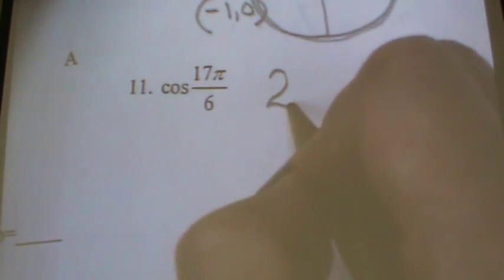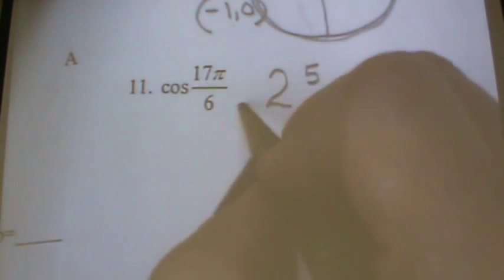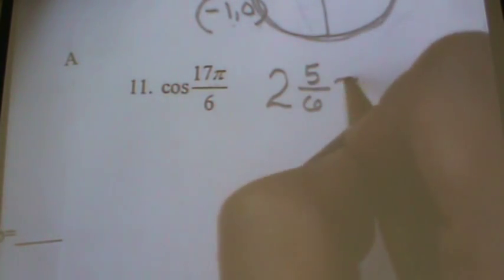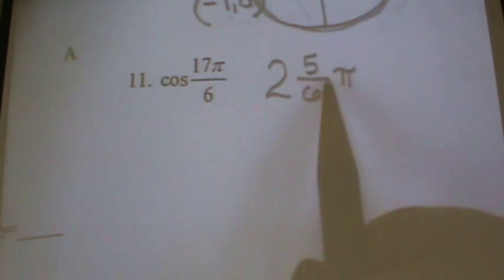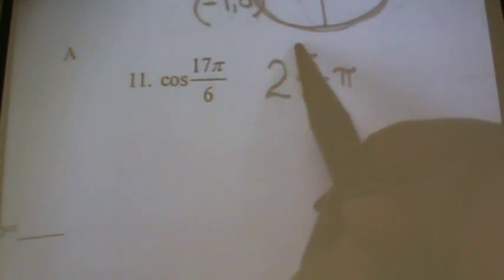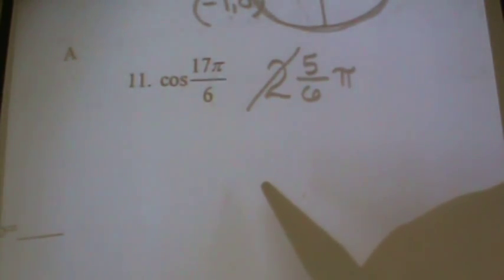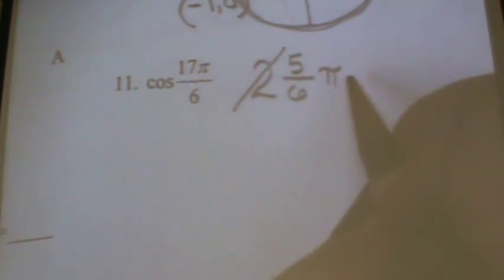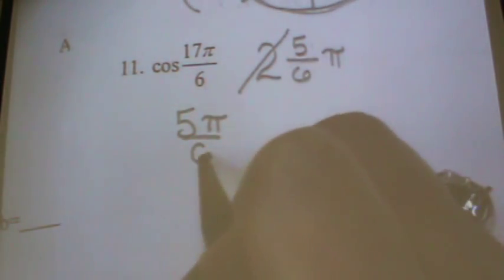Number 11: 17 pi over 6. If I convert this to a mixed number, how many times does 6 go into 17? 6 goes into that 2 times, it's 12, and 5 sixths pi. So this is 2 and 5/6, which means too big. Too big. Take the 2 away. Subtract 2 pi. So 5 pi over 6 is your coterminal angle.